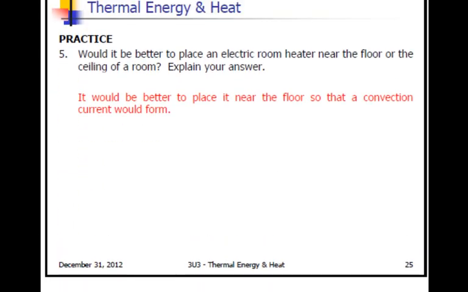Here's another question to consider. Would it be better to place an electric room heater near the floor or the ceiling of a room? Well, we have to use the idea of convection. If we're near the floor, we could heat the air at the bottom. It would then rise up and displace cooler air at the top. And then we would heat that cooler air that was at the top. It would rise up, and we would have a convection current. If you were heating at the top, you'd already be heating the warm air, and that warm air would stay at the top, so you would just be overheating that warm air, and it won't circulate as much.